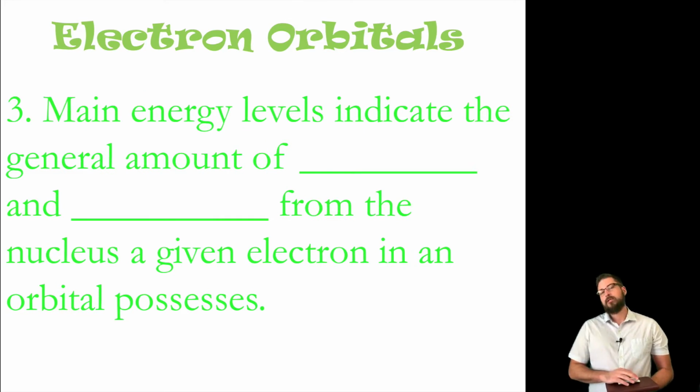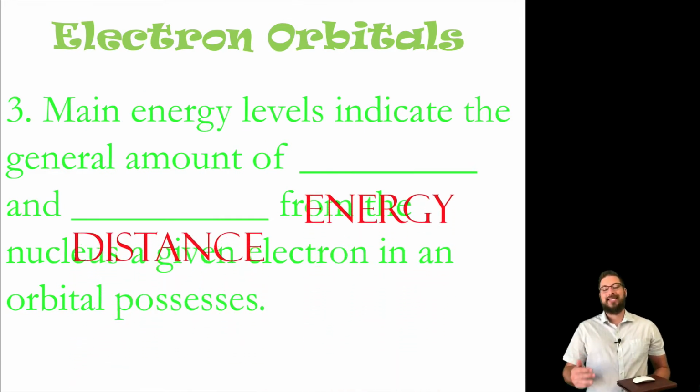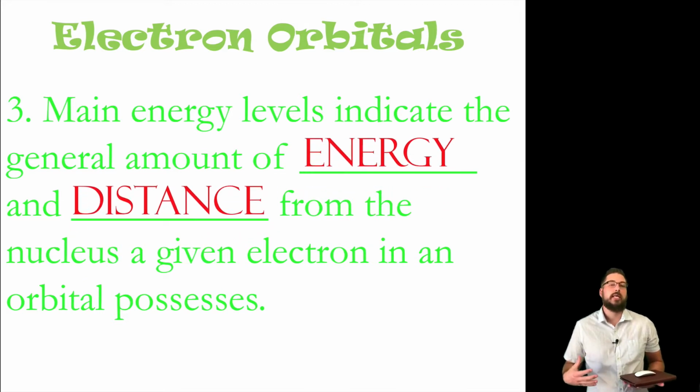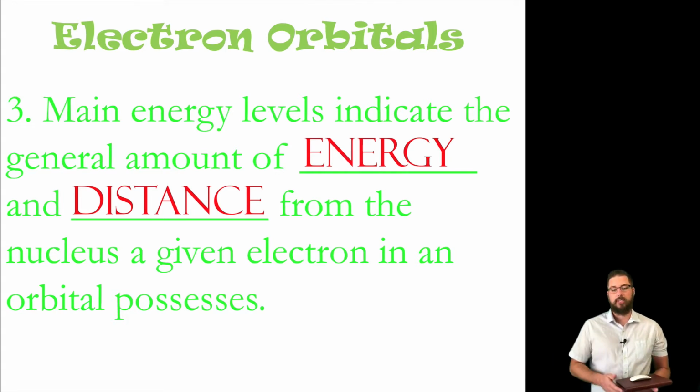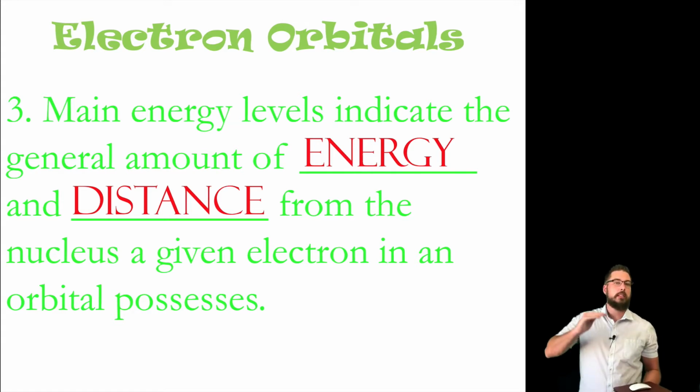So let's first talk about main energy levels. Main energy levels indicate the general amount of energy that an electron has, and it's really telling us how far from the nucleus the electron is. The first energy level is closest to the nucleus, and it's going to have the lowest amount of energy. When we go up to the second energy level, it's going to be a little bit farther and have a little bit more energy.